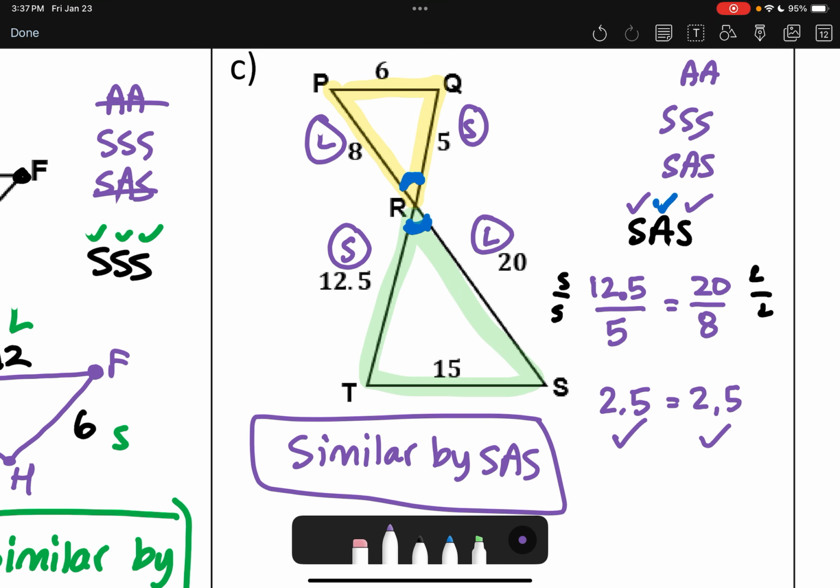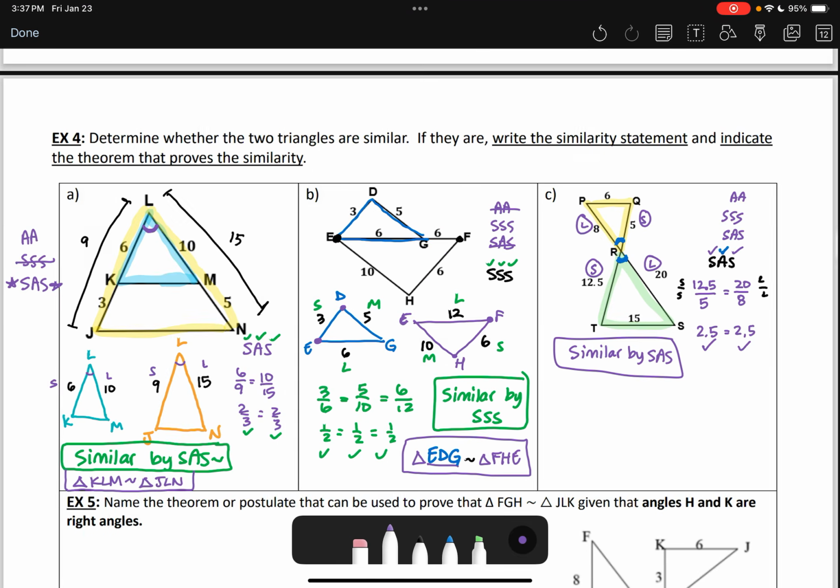Now, I'll leave the similarity statement for you guys to write on your own. Go ahead and actually try writing the similarity statement and then check with the key of the notes to see if you wrote that correctly, because I do want to get to these last examples on the bottom.